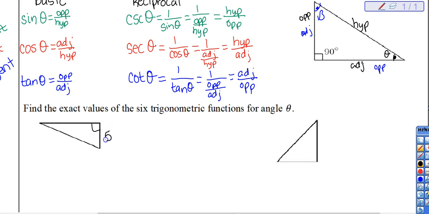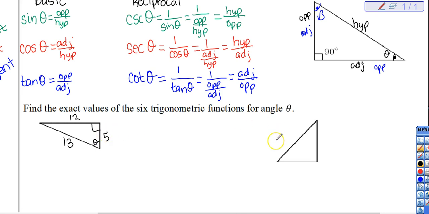The short side is 5. The long side is 12, and the hypotenuse is 13. That's a 5, not a 6. Let me clean that up. All right, and let's put angle theta down here in the bottom right corner.